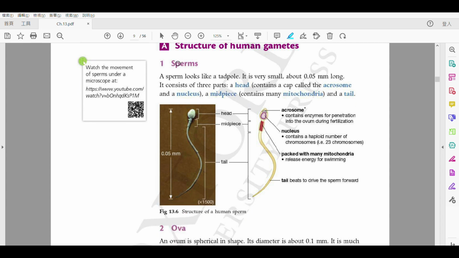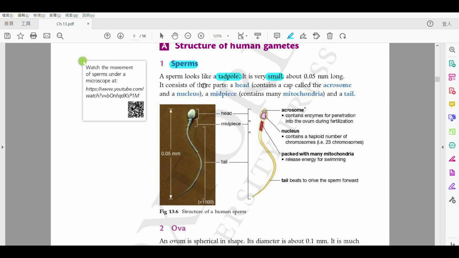So first of all, we're going to talk about the sperm. It looks like a tadpole. Tadpole is 蝌蚪. So it's very small in size. So remember one thing. One often asked question is to compare the sperm and the ovum. When we say comparison, we need to say the sperm is smaller and the ovum is larger. So we'll do this practice in class. Okay, so let's continue.